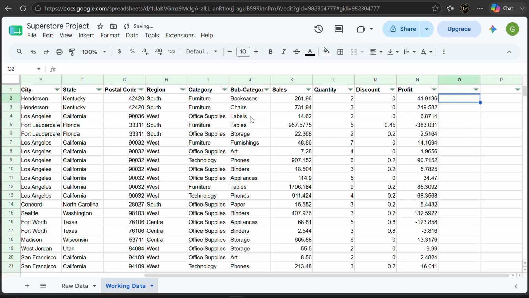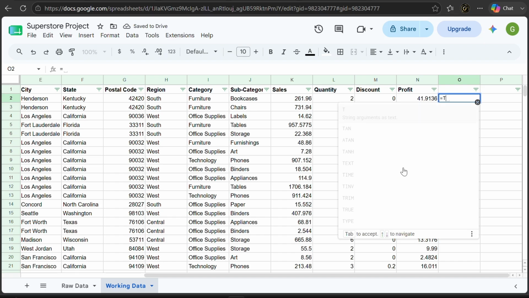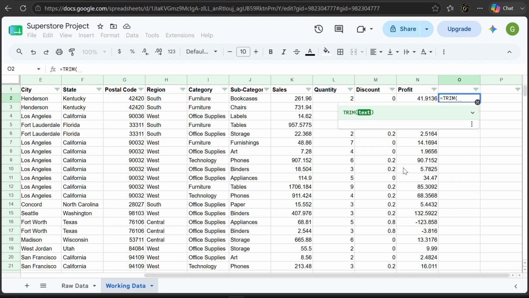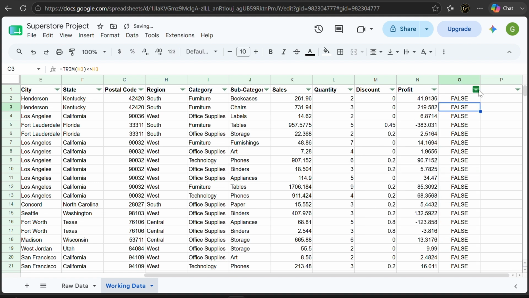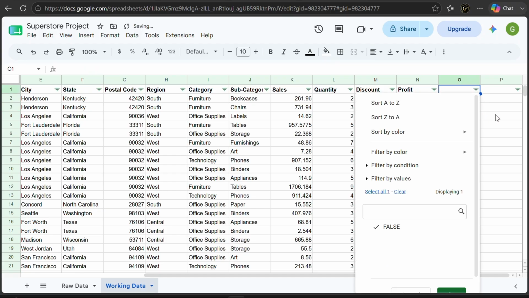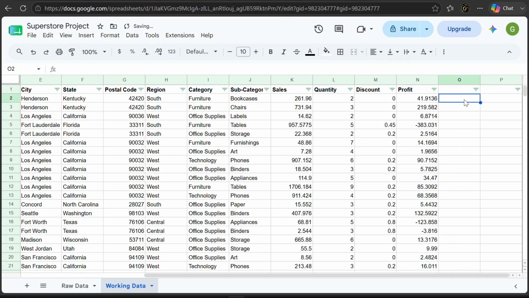And the next one we want to check is our region. We have category and subcategories. So I'm just going to say equals to trim. Region is column H, so I'm going to say H2, and then H2, false again. I'm just going to check this. Yeah, it's fine.